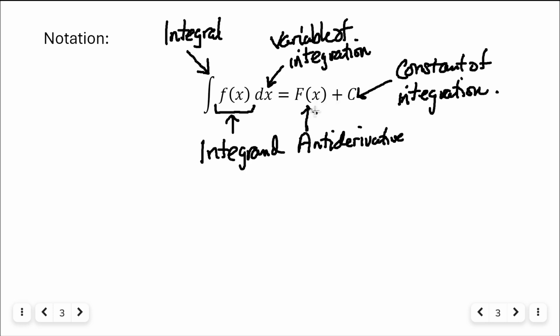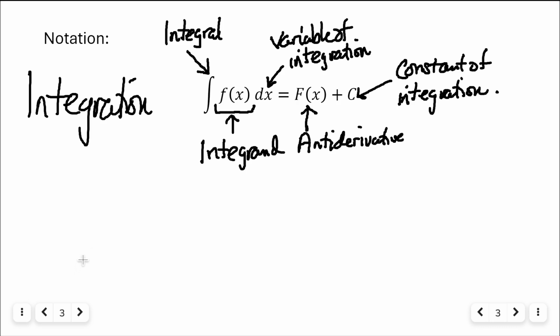All right. Okay. This variable of integration is important. We're going to talk about that a little later on. This is the integral sign. This concept of finding an antiderivative is known as integration. The process of finding an integral or finding an antiderivative is to integrate. Okay, we're going to integrate. So those are some of the terms that you're going to hear me say throughout the video here. All right, so let's get started.